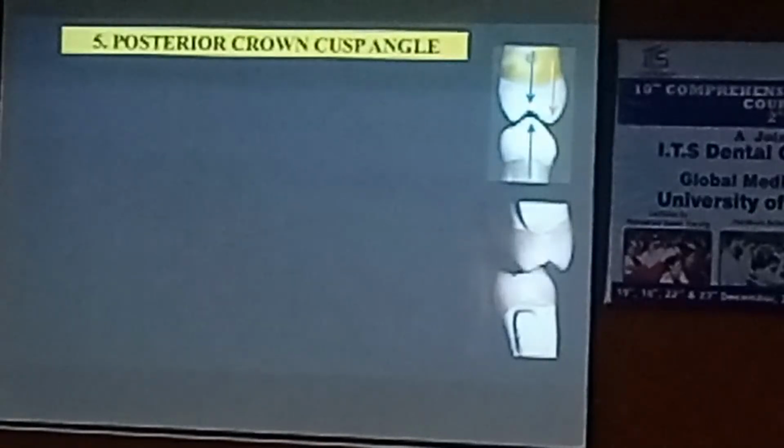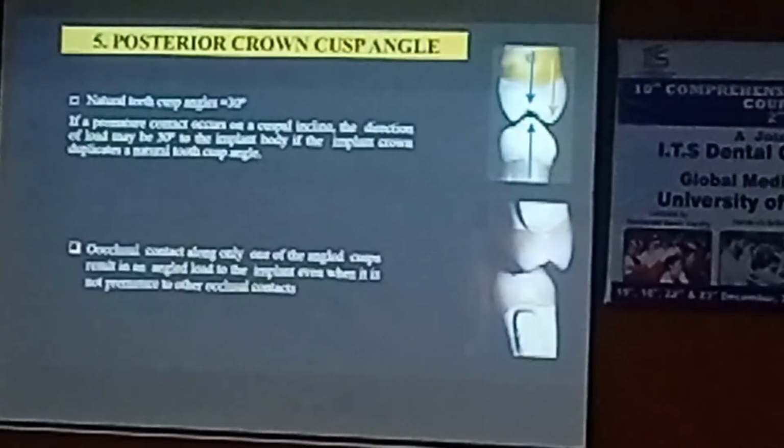This is what I was talking about. Nature gave you cuspal teeth. Reason why? Chewing efficiency, but it also has a cost. It creates a lot of horizontal forces. Right?